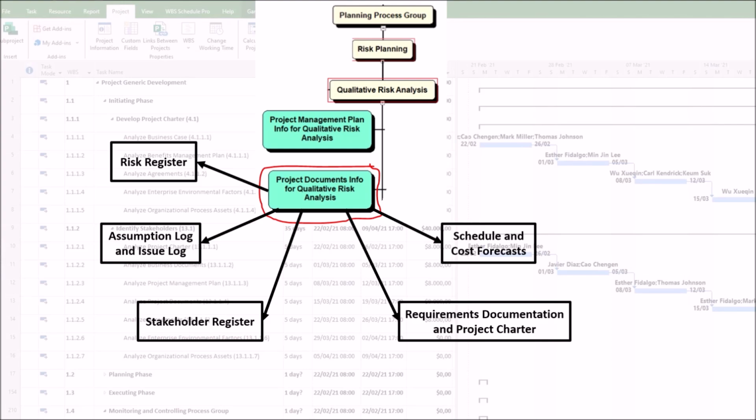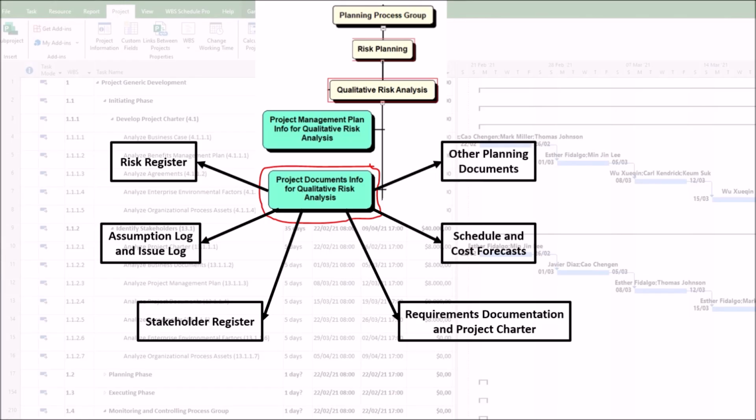5. Schedule and cost forecasts. The schedule and cost forecasts provide the scale for assessment. To judge if a risk could cause a 20% cost overrun, or a 2-month delay, you need to know the baseline, for example, a $100,000 budget or a 10-month schedule. These documents provide the scale against which probability and impact are measured.